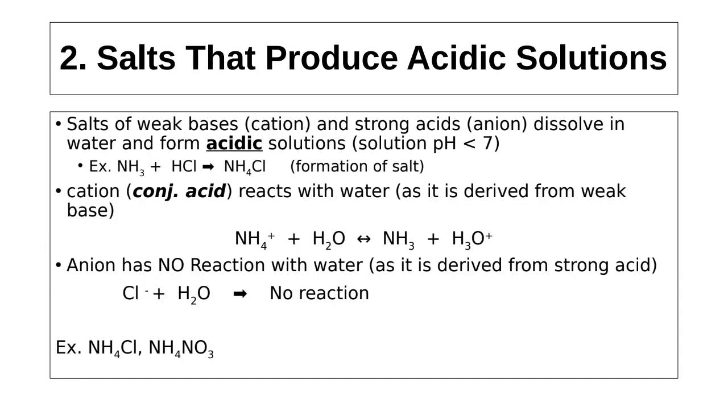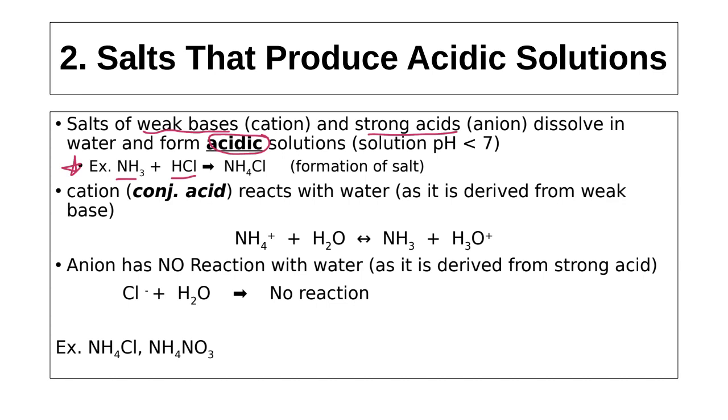Now, what kind of salts will produce an acidic solution? Well, any salt that came from a weak base and a strong acid will form an acidic solution. And here's an example right here. So here's a weak base. There's ammonia, which is a weak base. There's HCl, so it's one of those binary acids.